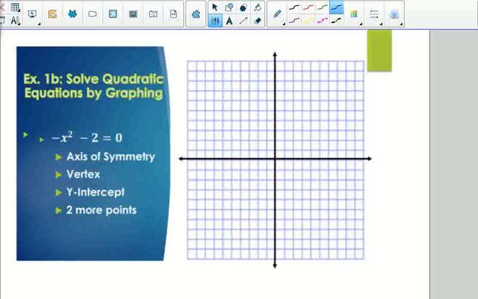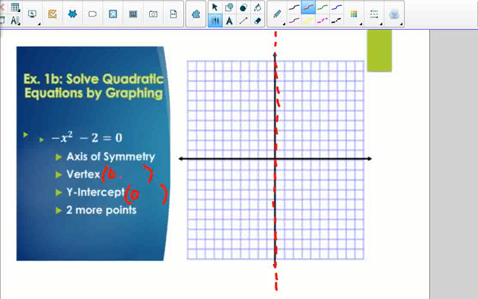Let's try the next one. Negative x squared minus 2 equals 0. Again, our axis of symmetry is the first thing we should be finding. You can see that I'm missing the middle term. It means that's my y-axis. So the y-axis is the axis of symmetry. I can find the y-intercept and the vertex because they're both the same.